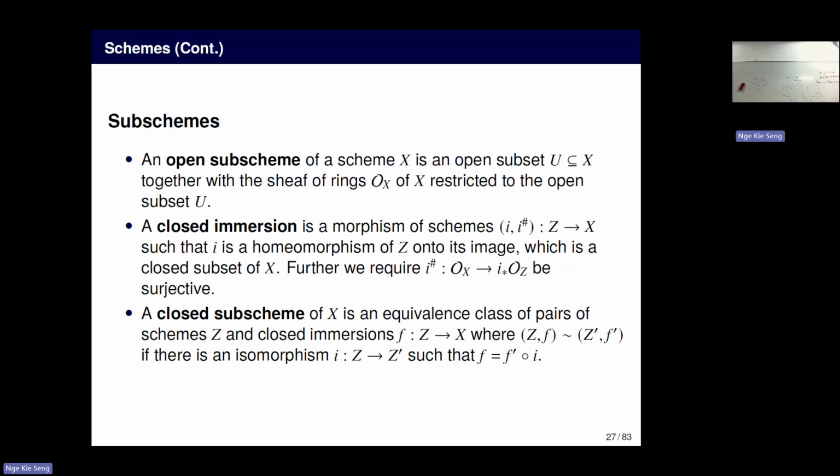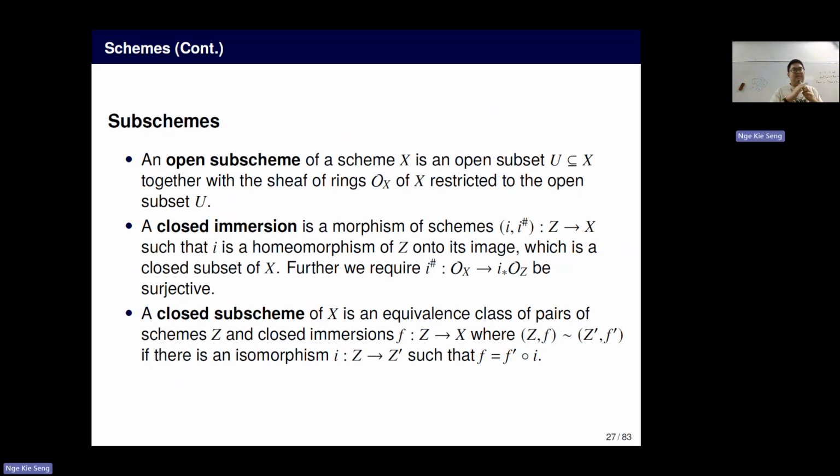A closed immersion of schemes is basically something like a closed embedding. It's a homeomorphism of the space onto its image, and this image is a closed subset of X, basically an embedding into a closed subset of X. And we also require that the morphism of sheaves itself is surjective.